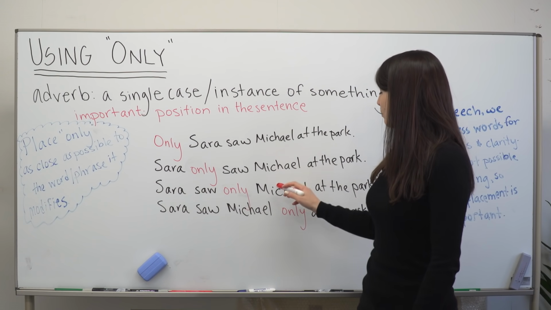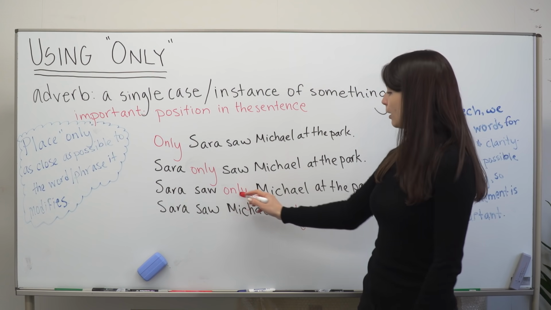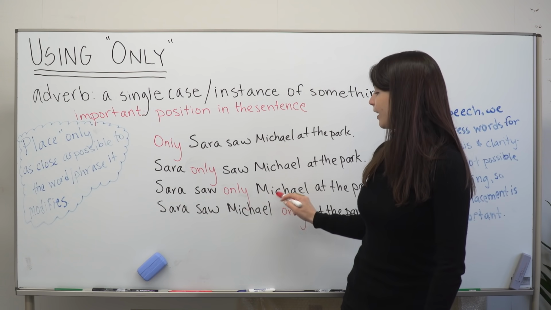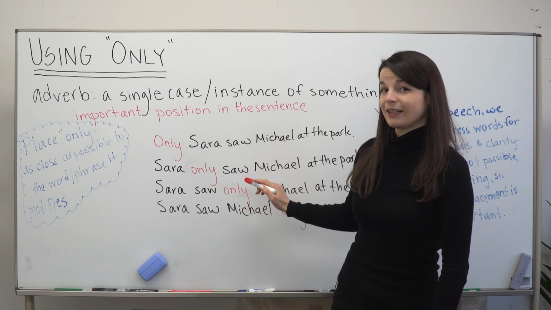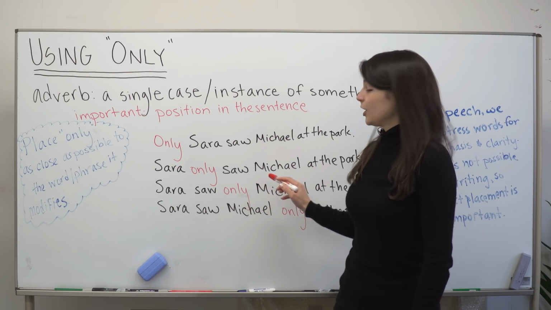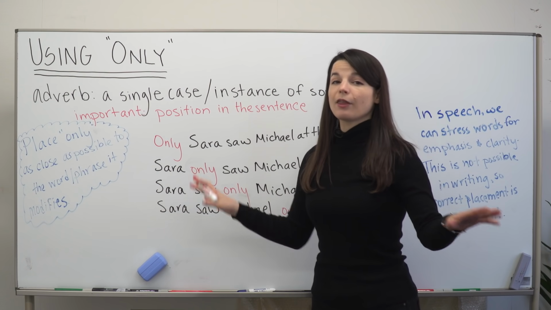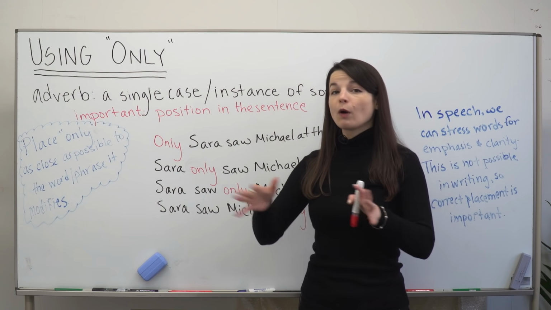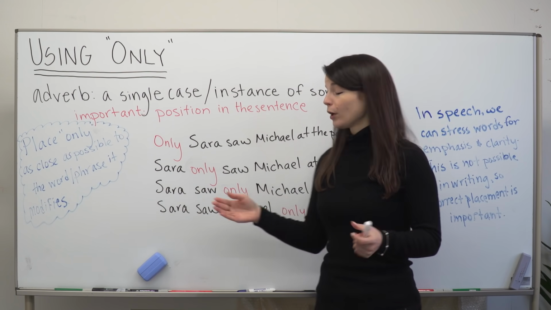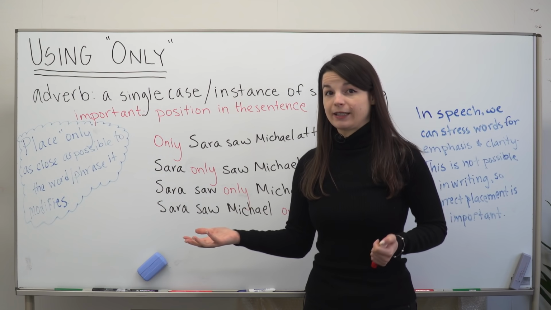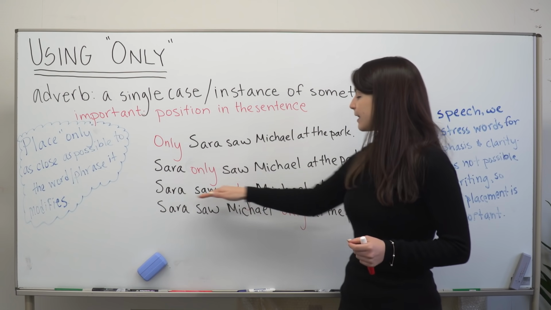Sarah saw only Michael at the park. Here, only comes before Michael in this case. So the connection, the modification is happening here. Sarah saw only Michael at the park means she did not see any other people at the park. So this could mean that there were no other people at the park, or that maybe she just didn't see anybody at the park. So this sentence is a little bit tricky.